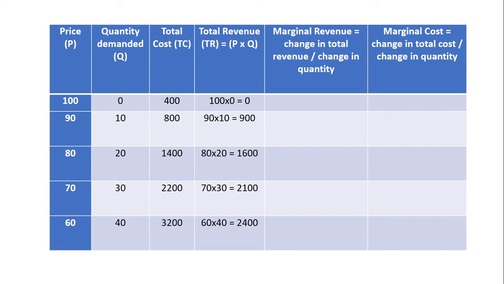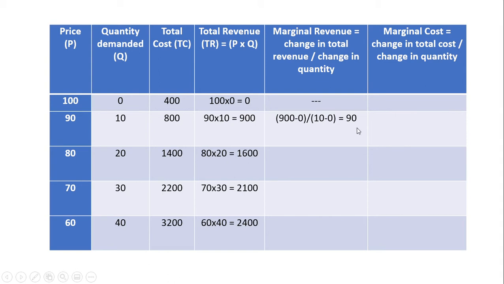We can't do anything for 0 level of quantity demanded, but when we go from 0 to 10 units, we go from 0 to 900. So our marginal revenue is the change in total revenue, 900 minus 0. We take this row minus this row, and then divide that by the change in quantity, this row minus this row. So 900 minus 0 is 900, 10 minus 0 is 10, and 900 divided by 10 is 90.